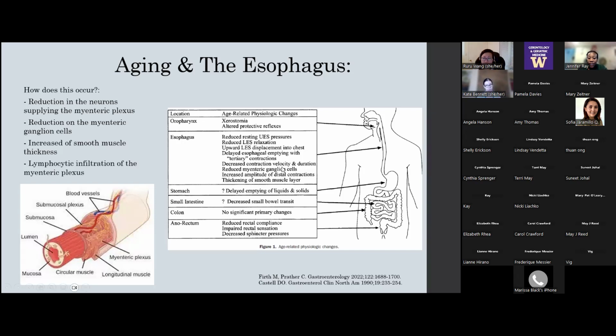This is a table I pulled from this article here, going over all the age-related physiologic changes that occur in the GI tract, most of which I mentioned in the esophagus, and we'll touch on the colon and anorectal later in my talk.